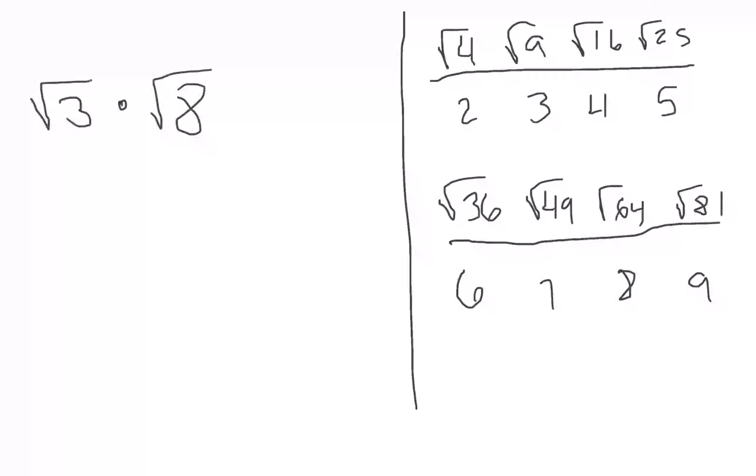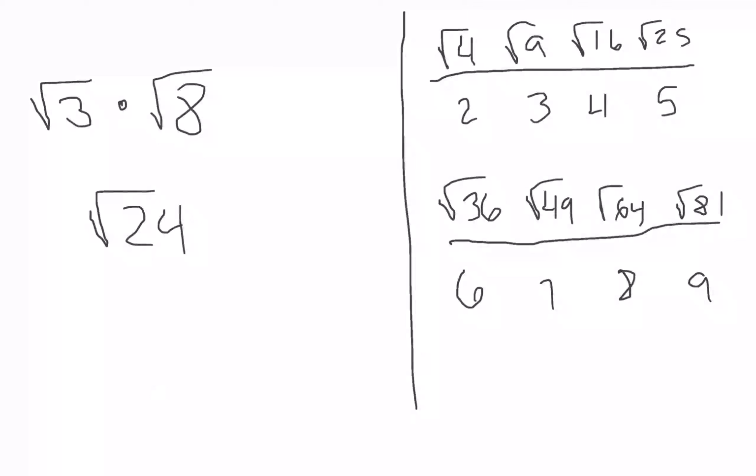My next example is radical 3 times radical 8. So again, I'm going to use the same multiplication that I just did. So 3 times 8, that gives me radical 24. And then again, I'm going to look over and see if I can simplify anything, because radical 24 isn't a perfect square, so it's going to give me a decimal.